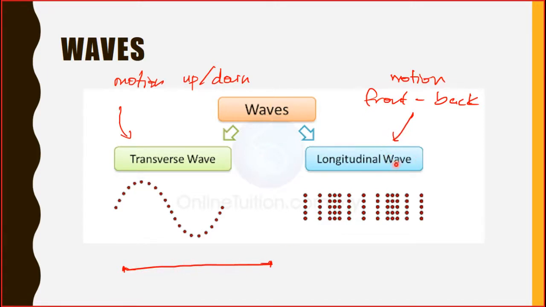But longitudinal wave, for example our sound coming out from our throat, does not go up and down. Instead, how we produce sound is based on the motion of the air, and the motion of the air does not go up and down, it goes front and back.